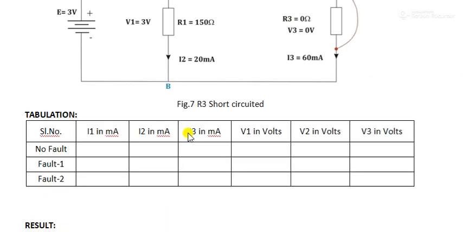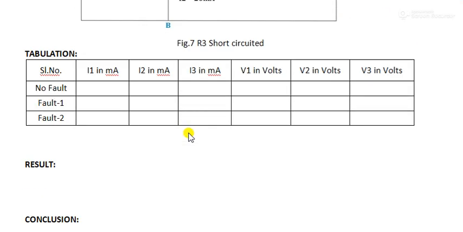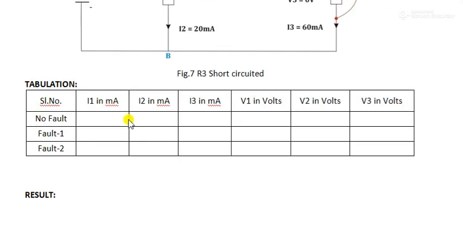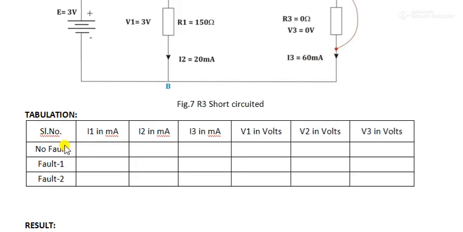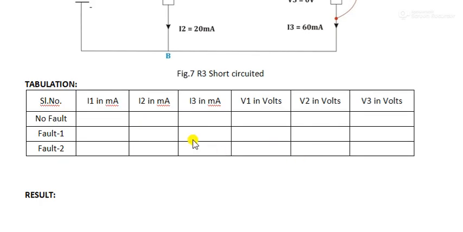So there will be a tabulation for both open circuit and short circuit. The same tabulation is shown here. I have not shown the tabulation in the open circuit. So here you can observe I1, I2, I3 are currents in milliamperes, and V1, V2 and V3. You have to measure these. So the first condition is no fault, for both cases, open circuit and short circuit. You note down the common circuit. Next, in open circuit there are 3 faults, and in short circuit there are only 2 faults, right? So note down the readings by creating the faults. This is the tabulation you have to do.